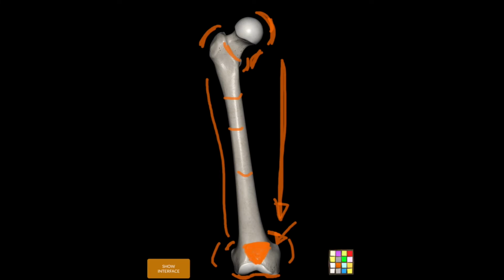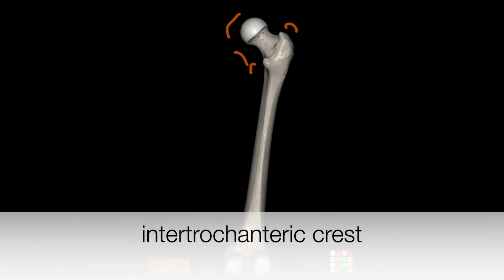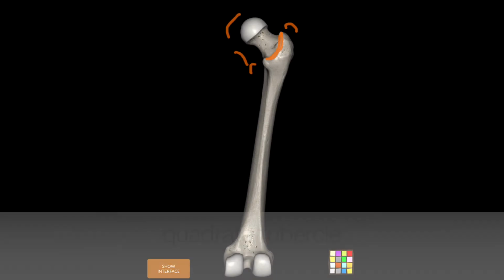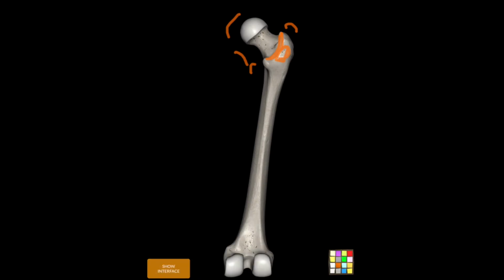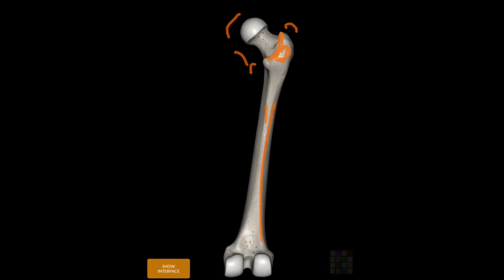Turning to a posterior view, the head and the neck are still evident. The trochanters here, greater and lesser, are now joined by a much more prominent intertrochanteric crest, more like the crest of a wave here. And there's a quadrate tubercle lateral to the crest for the attachment of quadratus femoris muscle. We see on the shaft that there is now a prominent feature, which is the linea aspera, this thick ridge that flares out both distally and also proximally.